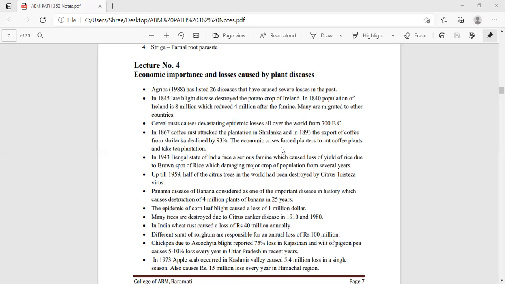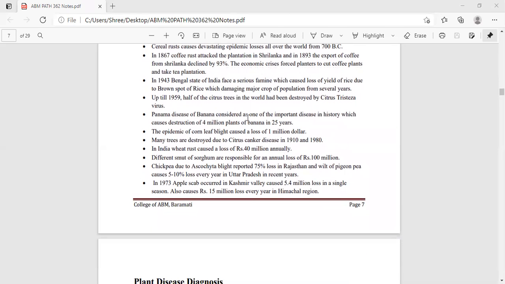Panama disease of banana is considered one of the important diseases in history, which caused the destruction of 4 million banana plants in 25 years. That is another example, where the rhizome or sucker, the planting material imported from Panama Island, was exported all over the world. Panama disease is caused by Fusarium and is responsible for destructive losses, with multiplication of the pathogen systemically inside the host and complete wilting and death of the plant.